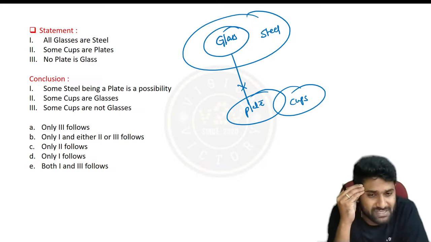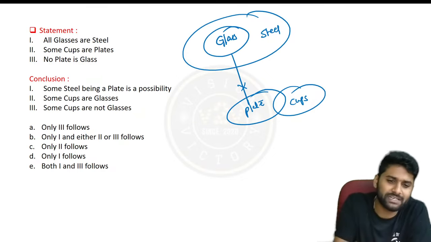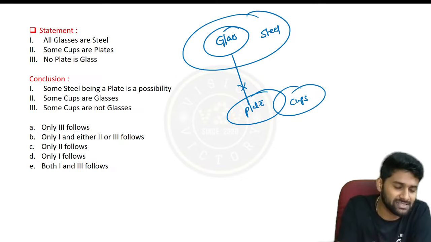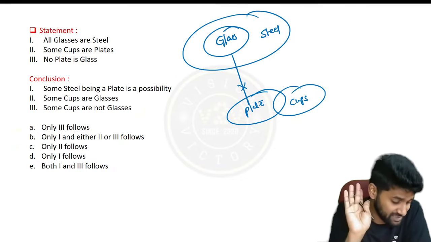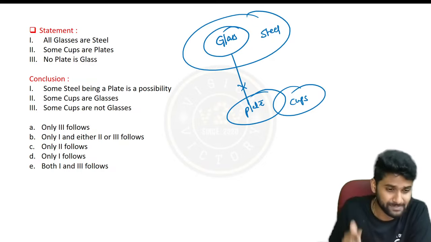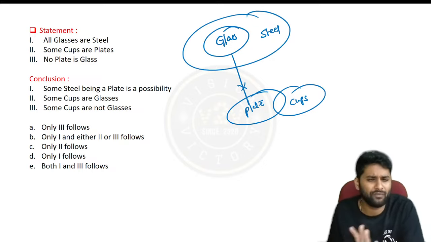But for assumptions, guys, you can assume any relation. It means you can assume one object into the other object as all case or some case. Remember, you can assume any relation, but you cannot violate any statement. So remember this point, you will get any possibilities, guys. Now, some steel being plate is a possibility. Guys, is it possible steel can be a plate? Of course, it's possible.